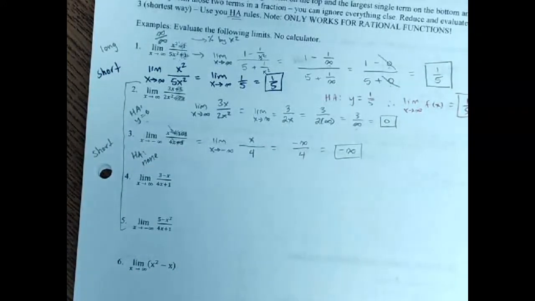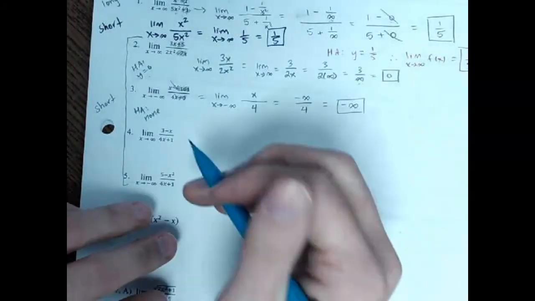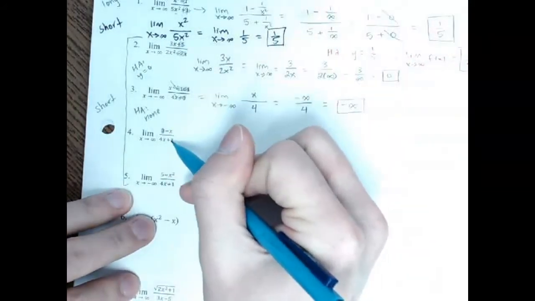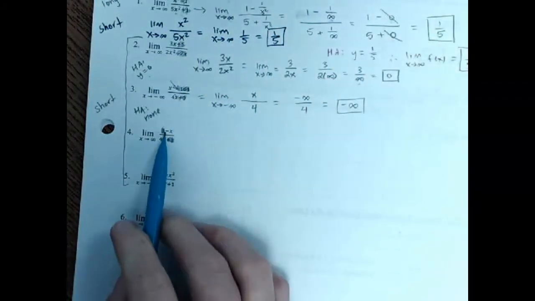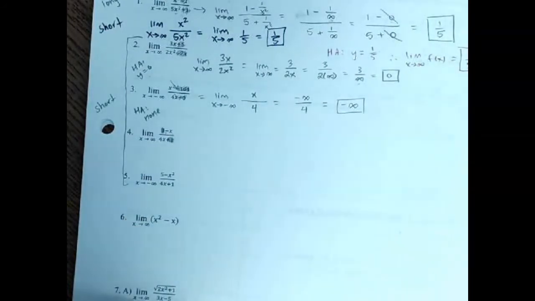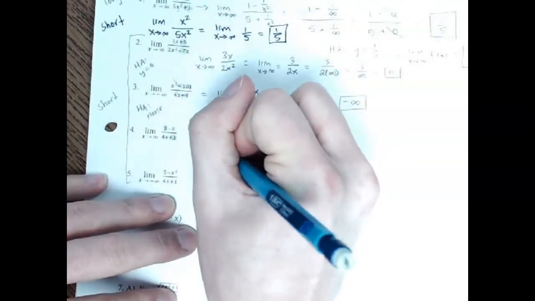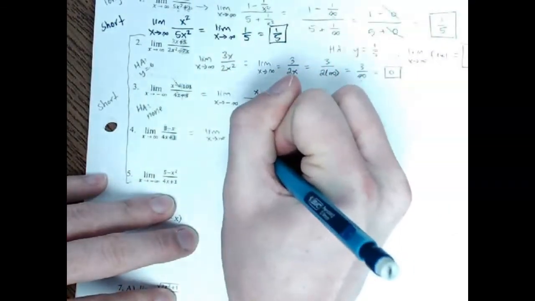Okay, example 4. Limit as x is going towards infinity, 3 minus x over 4x plus 1. Again, find the biggest term on the top, ignore everything else. So I have a negative x. Don't ignore this negative, right? That negative 1 coefficient is attached to the x. So I have a negative x over 4x. You have an x right there that will reduce. So negative 1 over 4.